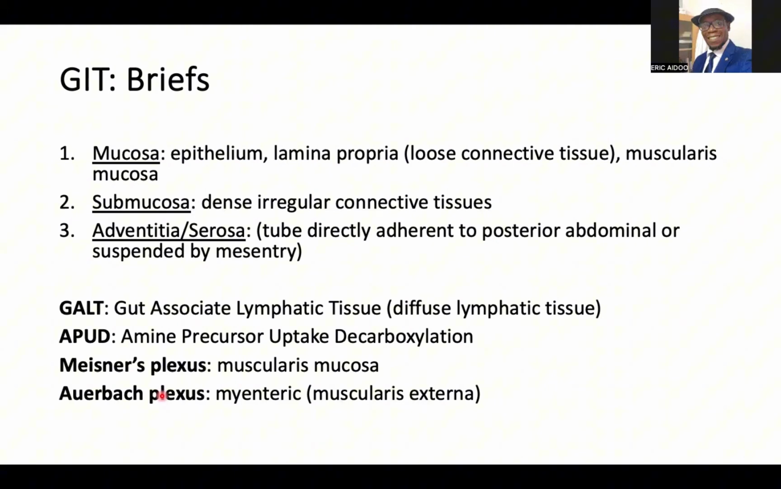Within this same GIT setup, you find Meissner's and Auerbach's plexus. The Meissner's plexus is located within the submucosa, and then the Auerbach's plexus is found within the muscularis externa, which is sometimes termed muscularis propria. It's made up of the inner circular and outer longitudinal layers, or the inner oblique, inner circular, and outer longitudinal when you are looking at the stomach.